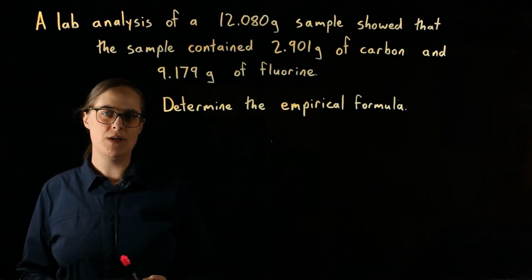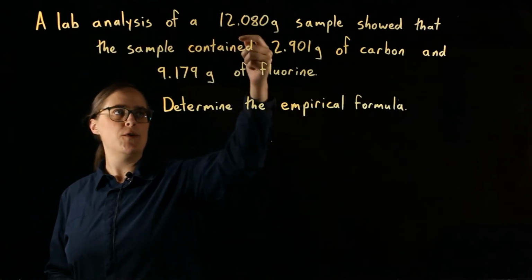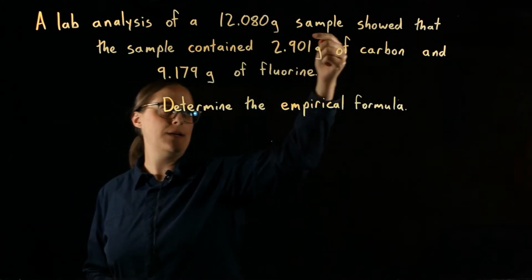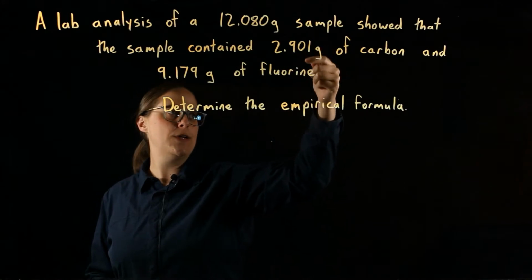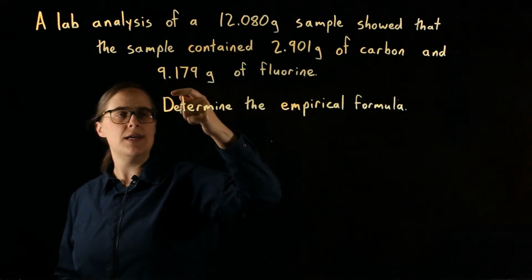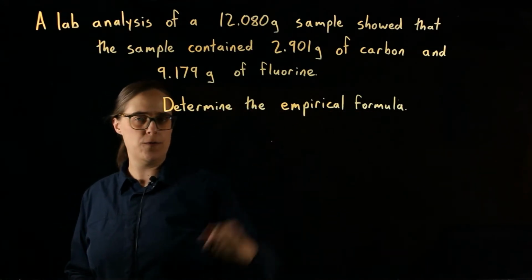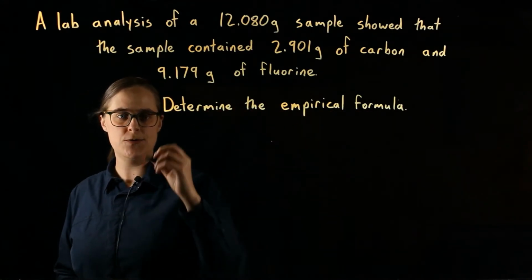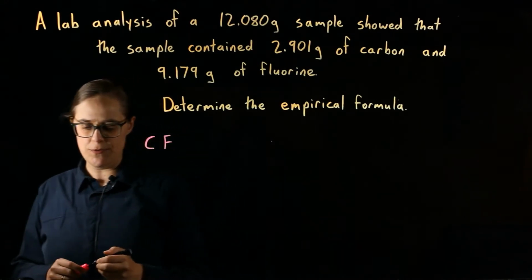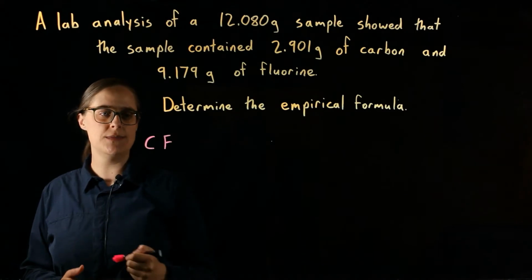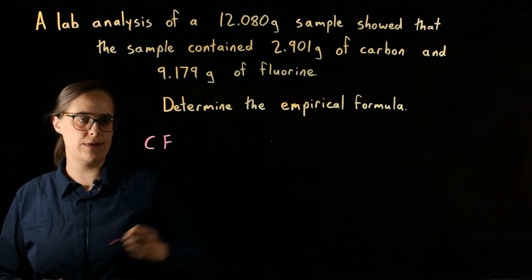This is an example problem about empirical formulas. A lab analysis of a 12.080 gram sample showed that the sample contained 2.901 grams of carbon and 9.179 grams of fluorine. Determine the empirical formula. So this compound has two elements, carbon and fluorine. And we want to figure out how many carbon atoms and how many fluorine atoms there are in this molecule in their smallest whole number ratios.